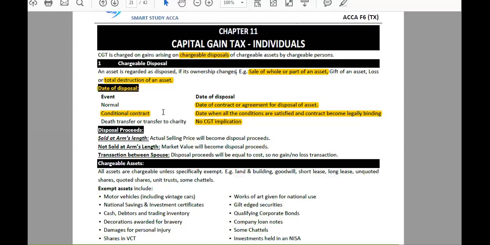And now, these are the examples of date of disposal. So there are three types of date of disposal. There may be three different situations. So there may be simple contracts, there may be conditional contracts, there may be death transfers.